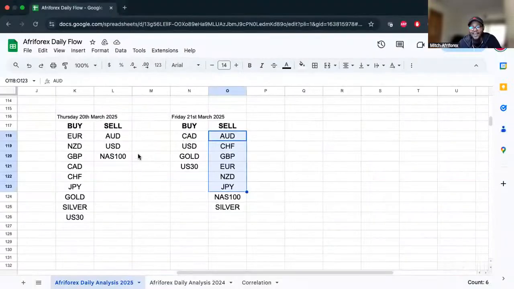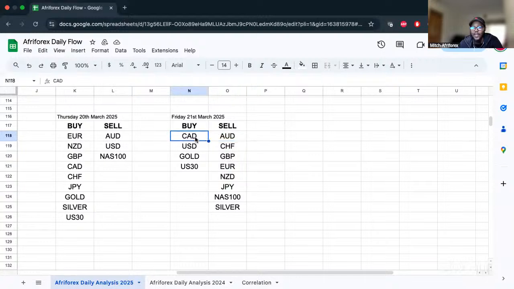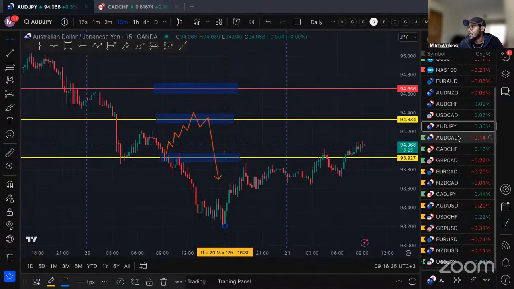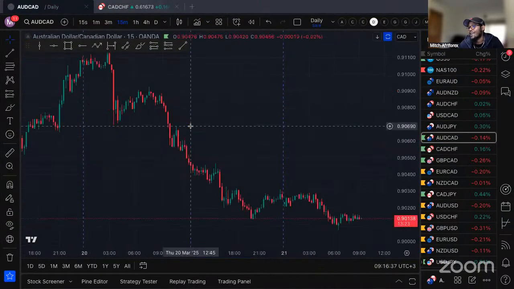So let's focus on today's pairs. We'll start off with the Canadian dollar pairs, mix and match them with the pairs on the sell side before we move on to the US dollar. Then we'll look at the indices as well as gold and silver. So starting off with the Canadian dollar pairs, we'll start with the Australian dollar against the Canadian dollar.